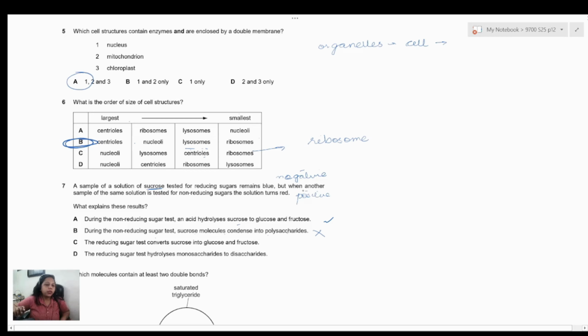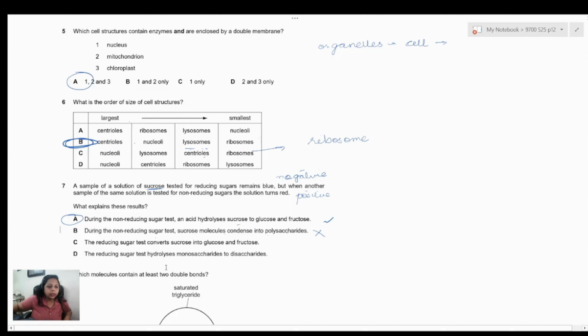Then the reducing sugar test converts sucrose into... no, the test has nothing to do with this, but the acid actually hydrolyzes or breaks it down. The reducing sugar test hydrolyzes monosaccharide to disaccharide. No, so the only correct option is A.